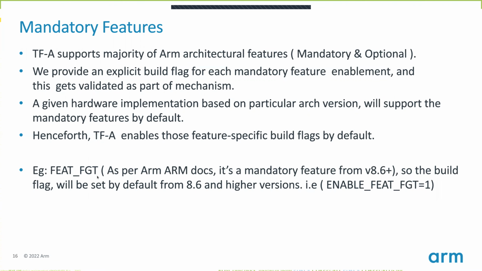Just as an example, FGT, as per the ARM docs, is a mandatory feature from 8.6 and above. So we provide a build flag, ENABLE_FEAT_FGT, which will be set by default from the TFA main makefile itself. We ourselves will be setting it to 1 from 8.6 and above. Then this particular build flag will be brought under the feature detection mechanism, and this will be validated properly because obviously it's a mandatory feature. It will be present in the platform. So no issues here.